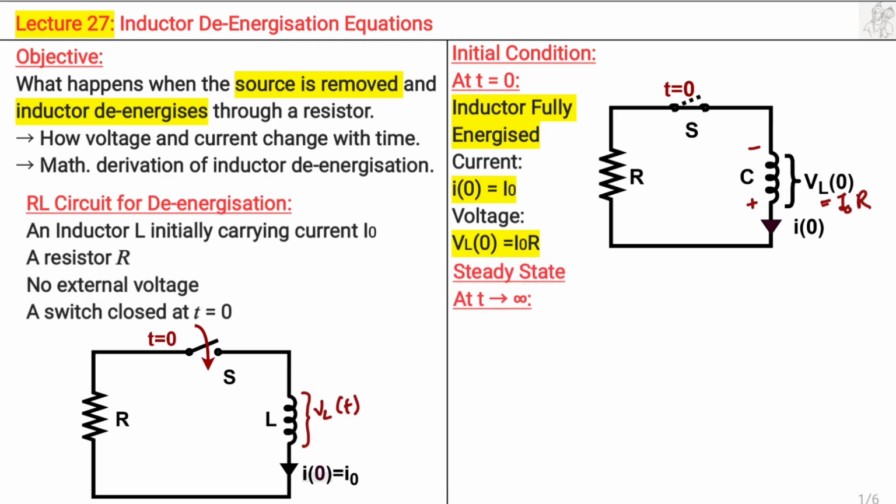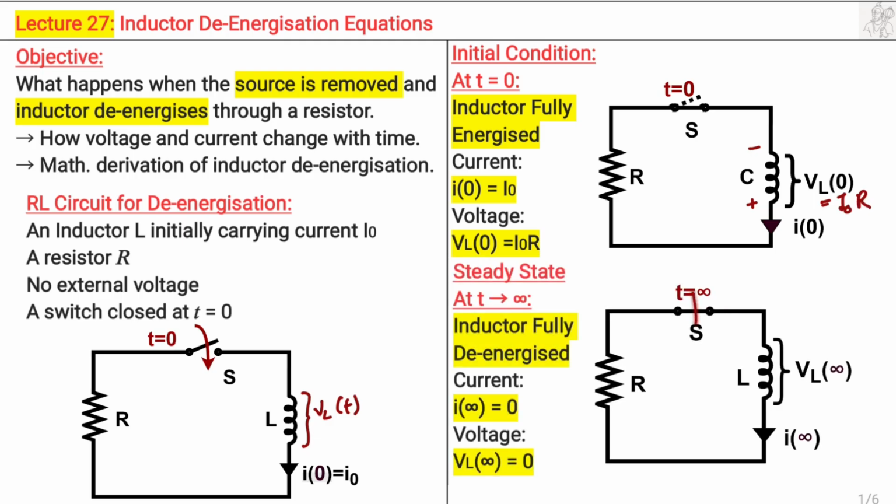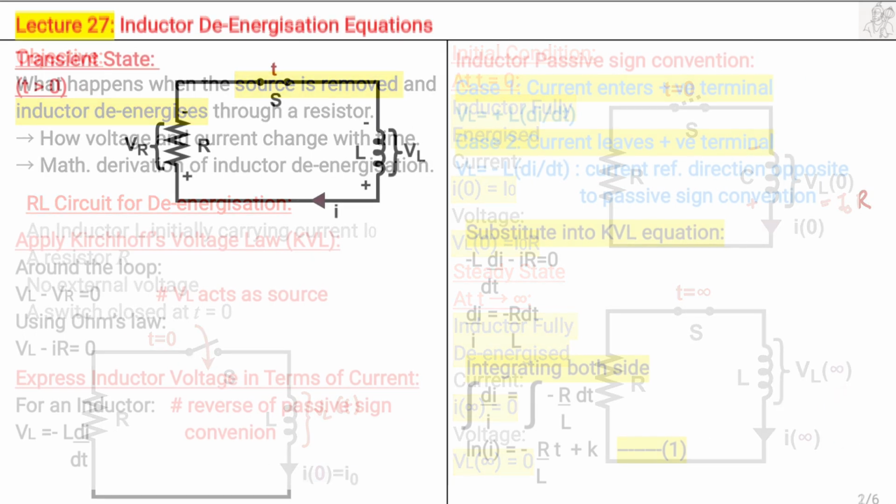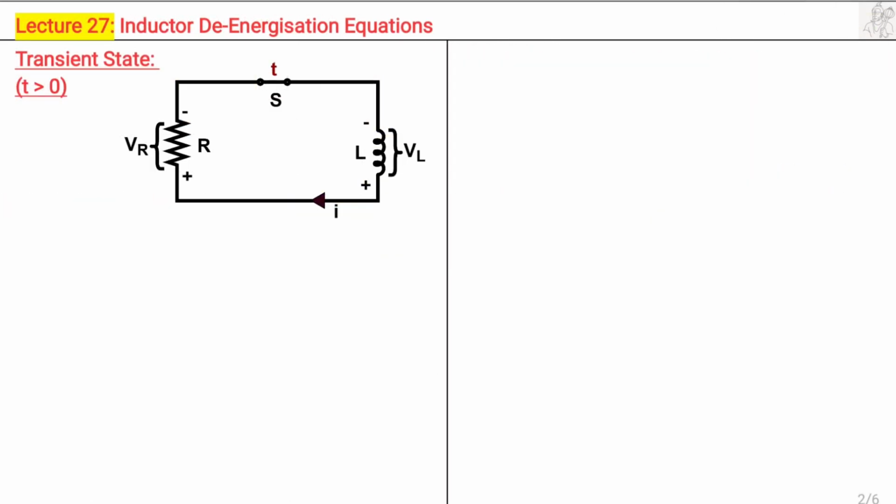And let's move on to steady state. At steady state, when this switch is turned on for a very long time, the current has died down to 0. Therefore, voltage also becomes equal to 0. Between the initial and final condition is the transient state, which we are concerned with. So let's try to derive the equation of I for this transient state.